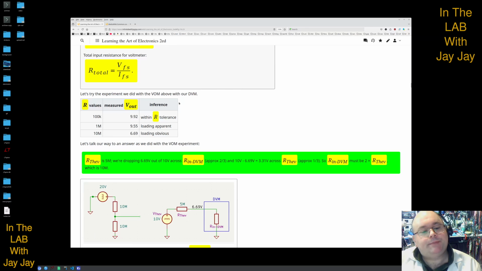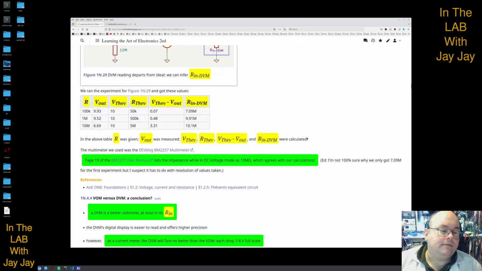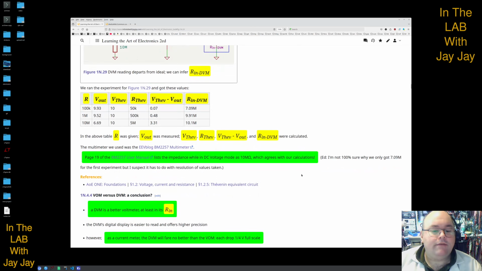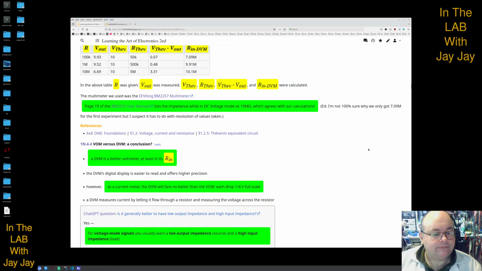Then finally, we get up to the next part of our experiment, where we do the same thing again, but this time with our digital voltmeter, and we up the values quite a bit. We start at the 100k, which is where we finished with the analog meter, but then we go to 1 meg and 10 meg. We did those experiments, and we calculated this table of values. We actually had to measure these parts, then we calculated the rest of them, and we found that the DVM is a better voltmeter, at least in its input resistance.